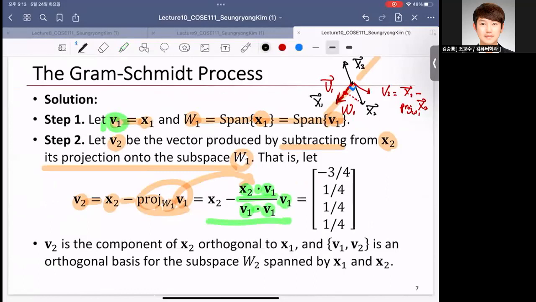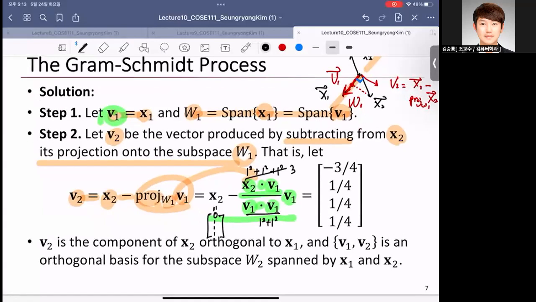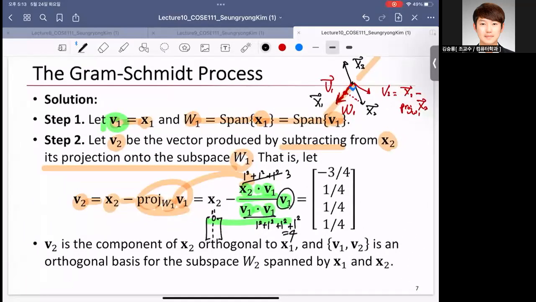So let's do that. First of all, x2 was (0, 1, 1, 1), right? Then x2 inner product v1 is going to be 1 squared plus 1 squared plus 1 squared. It's going to be 3. The denominator is going to be 4. Then v1 was (1, 1, 1, 1). Then v2 is going to be (-3/4, 1/4, 1/4, 1/4).